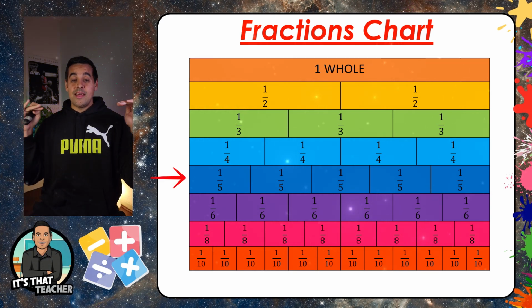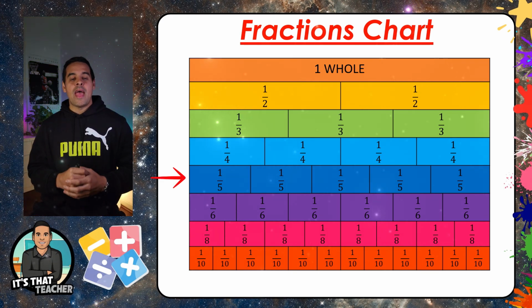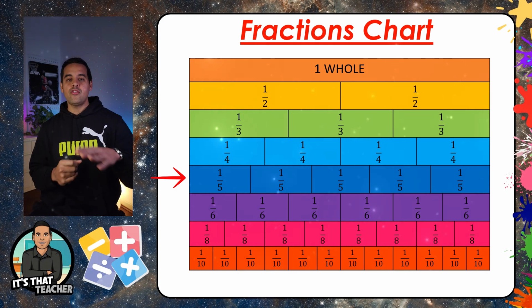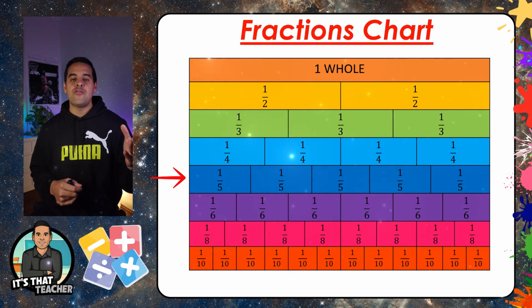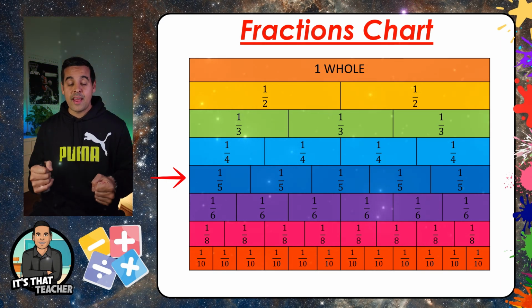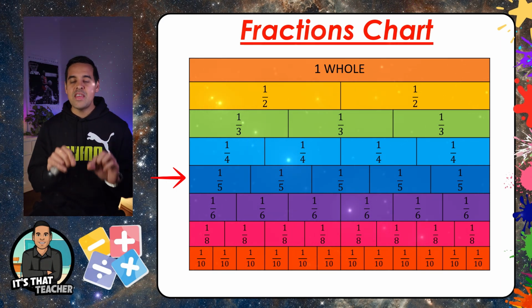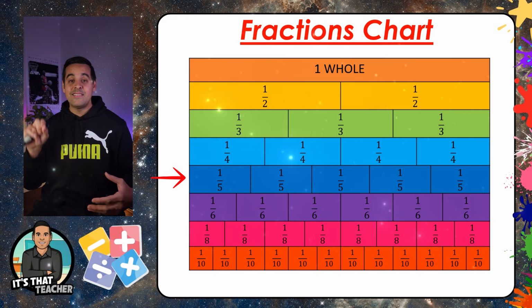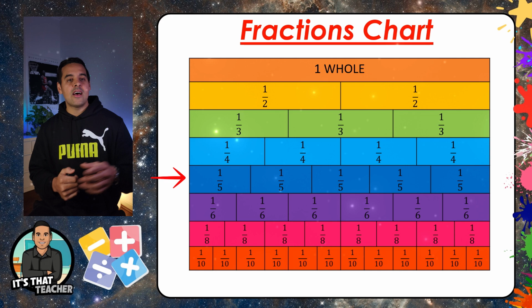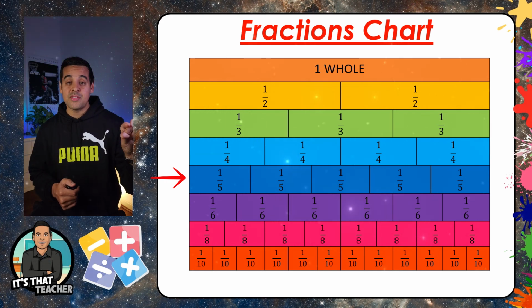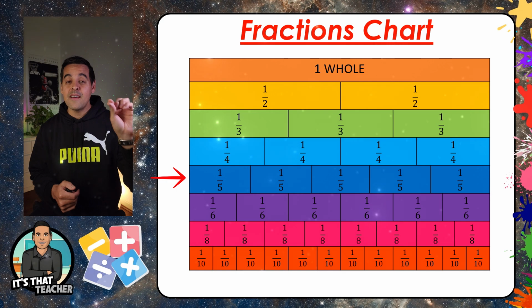Going into the next row, our whole has been broken into 5 pieces. Now I want you to think of this as a little trick. If you came in position 5 in a running race, you would come 5th. So when you're talking in fractions, you need to say 5th, TH on the end. Now, if I had one of those pieces, one of those 5ths, I would have 1/5.